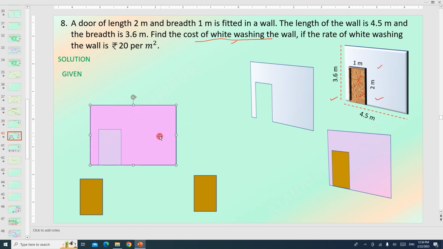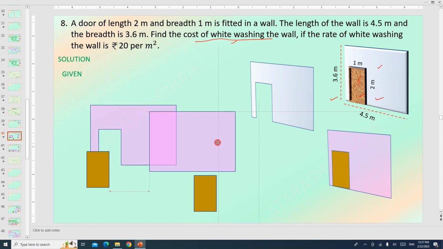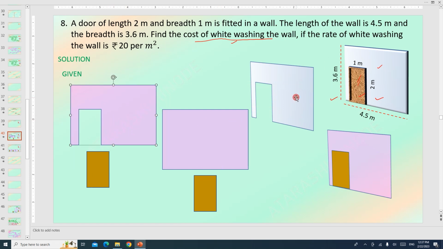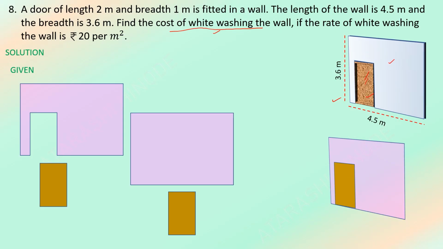So we can find its area using the formula length into breadth. So here we will get the area of the wall. In the same way, we can find the area of this door also because it is also rectangular in shape. And if we subtract the area of this door from this area of the wall, we will get the required area. That is the area to be whitewashed. Now let us solve.